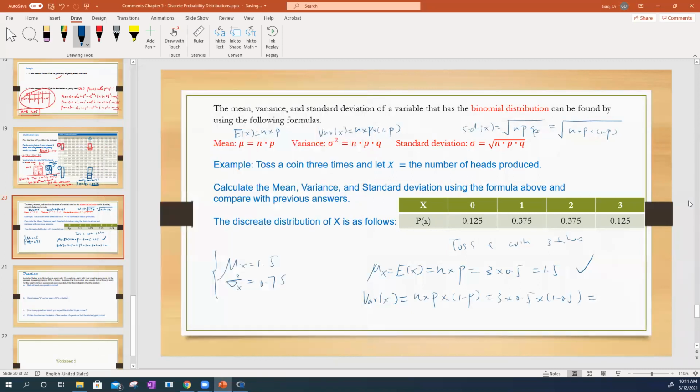0.75. Verified. And the standard deviation of x is just the square root of that, 0.75. And of course that will still be the same. So using the specific binomial distribution formula is going to make the calculation way easier. But again, you have to make sure the probability experiment is a binomial.